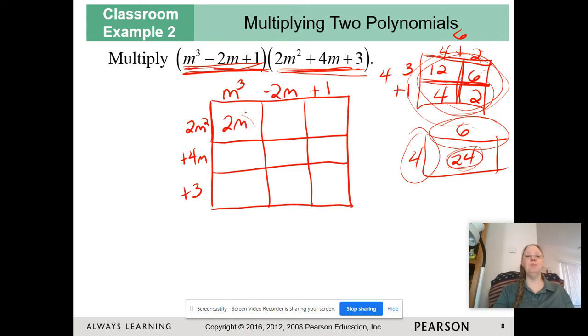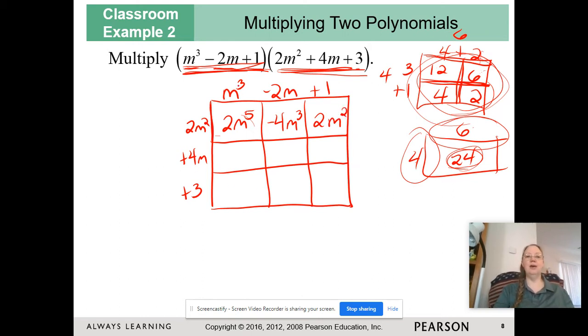Remember to add the exponents, 2m to the 5th. Now I'm going to multiply my 2m squared times my negative 2m, which gives me negative 4. Add the exponents, and 2m squared. Same thing for the next row.